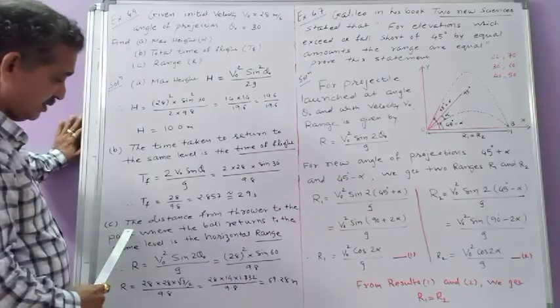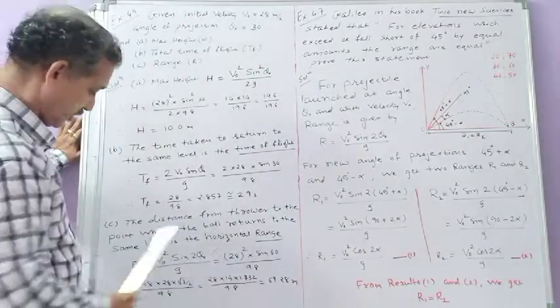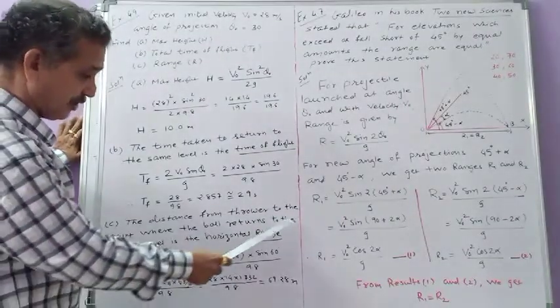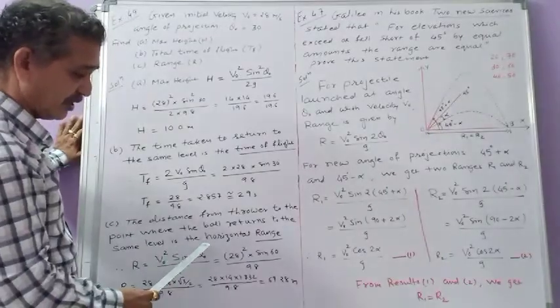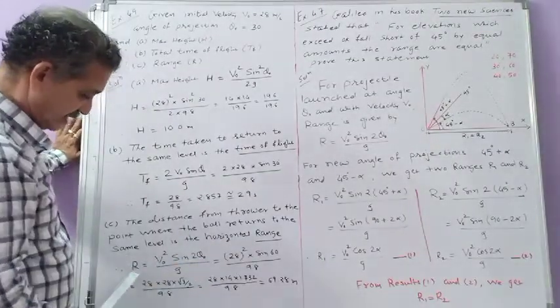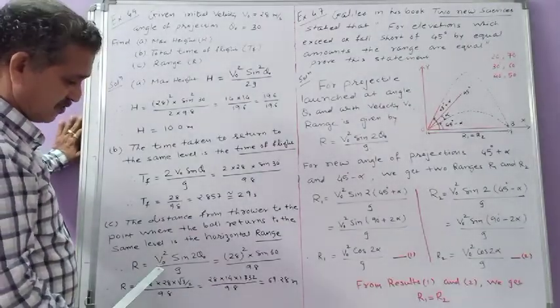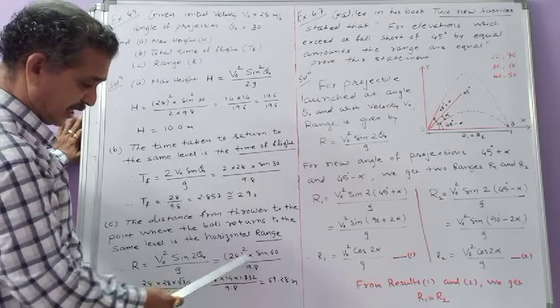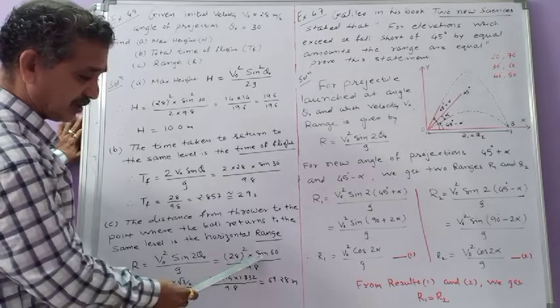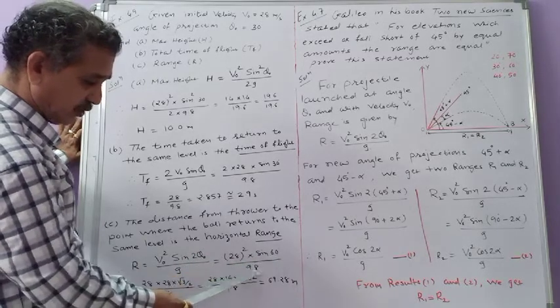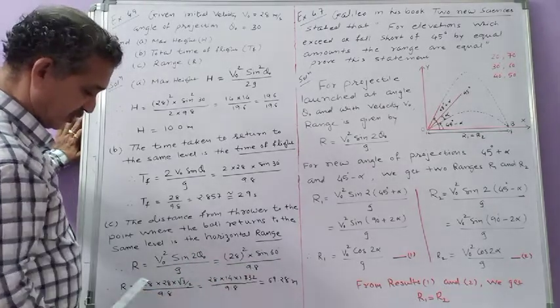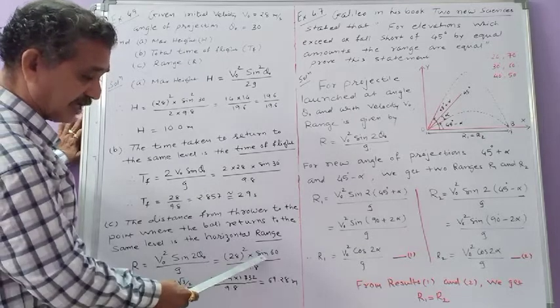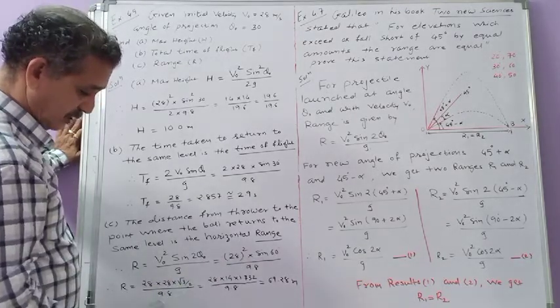Then third one, the distance from the thrower to the point where the ball returns to the same level is nothing but the horizontal range. And range R का formula v0² sin 2θ0 upon g. So 28² into sin 2θ0, 2 into 30 becoming sin 60 upon 9.8. तो 28² मतलब 28 multiplied by 28. sin 60 is √3/2 upon 9.8.